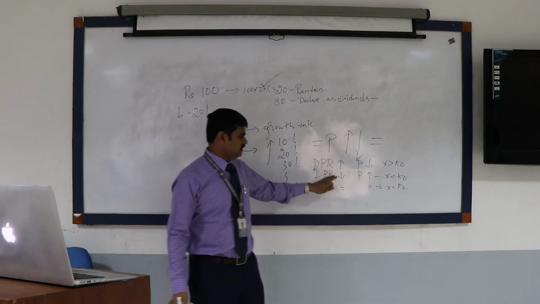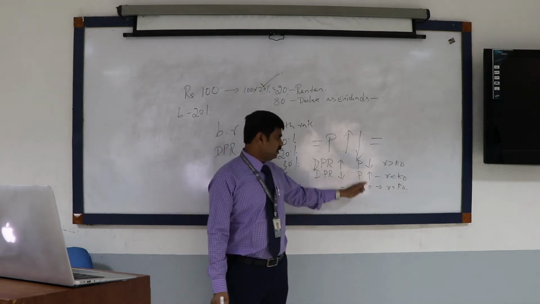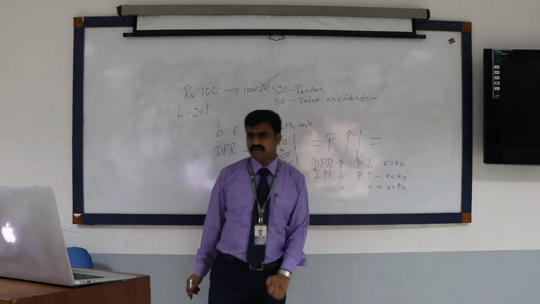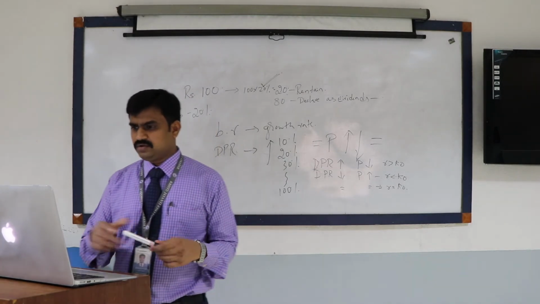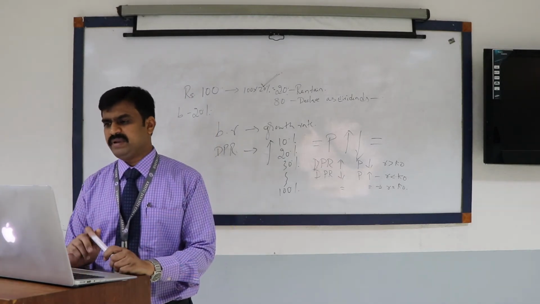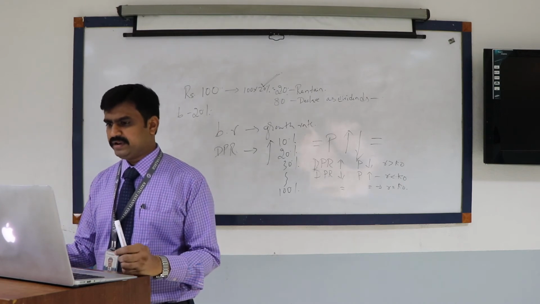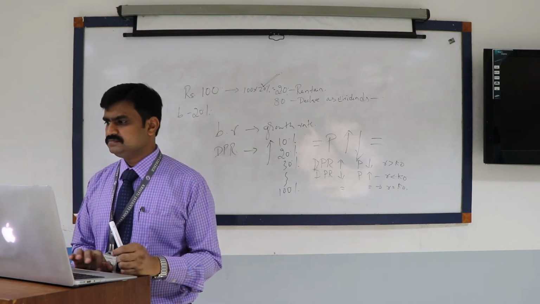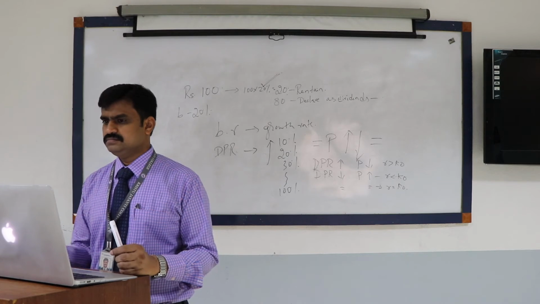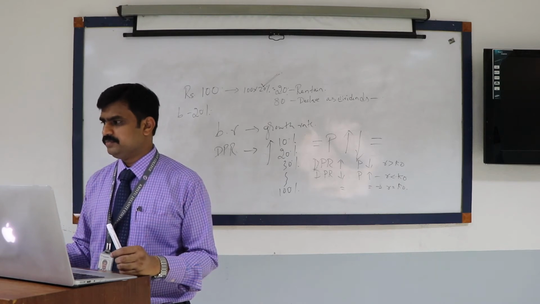Okay. So DPR is same. Then what happened? Your price will also be constant when R is equal to K0. No change in the price, whether you increase or decrease your dividend payout ratio. Is it clear? Understood? Yes, sir.